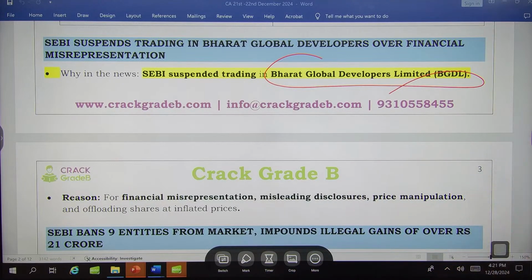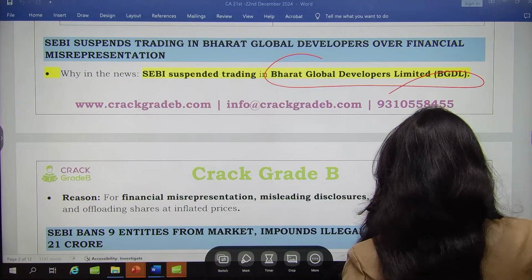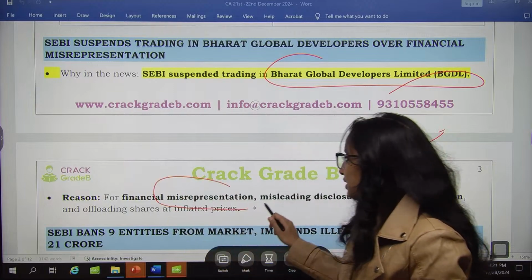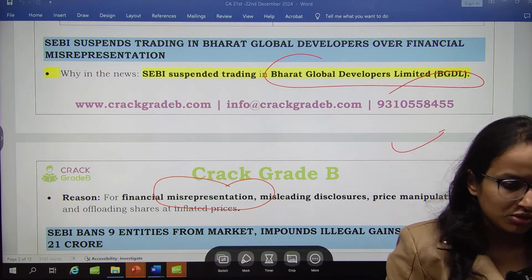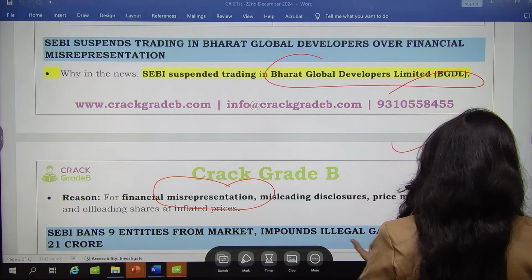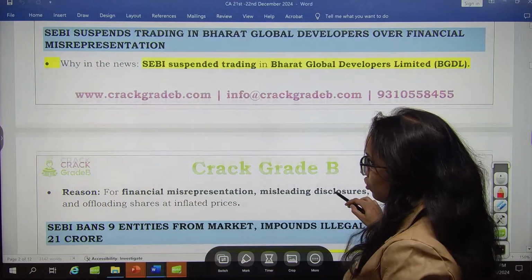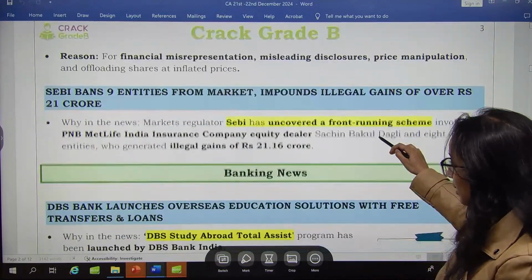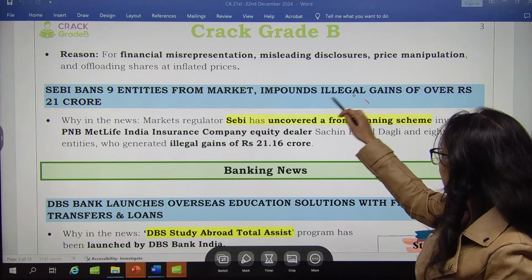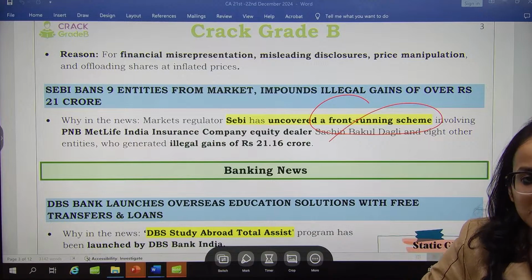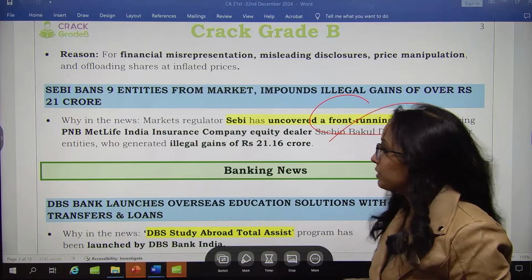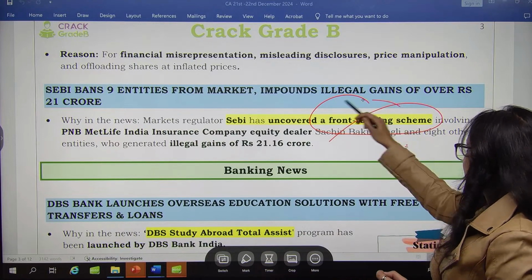Let's resume the discussion. SEBI has suspended trading in BGDL. Why? This has been suspended because of some financial misrepresentations done by BGDL, leading to misleading disclosures, price manipulation, etc. So now it will not be traded. Then market regulator SEBI again has uncovered a front running scheme. What is front running? I have discussed this concept with you earlier as well. So it has banned 9 entities from the market due to a front running case.